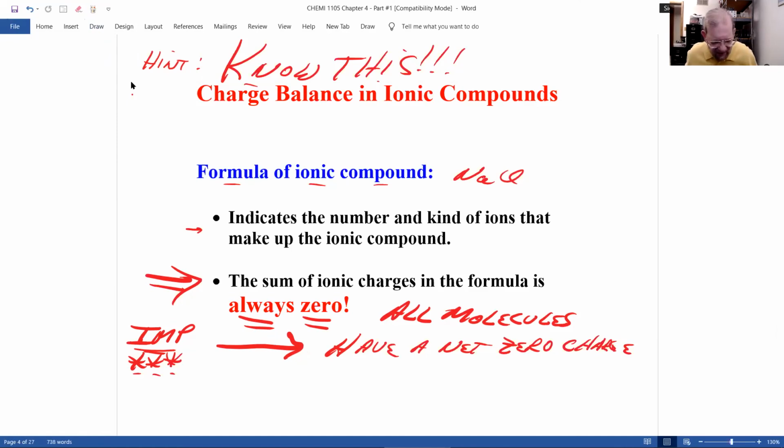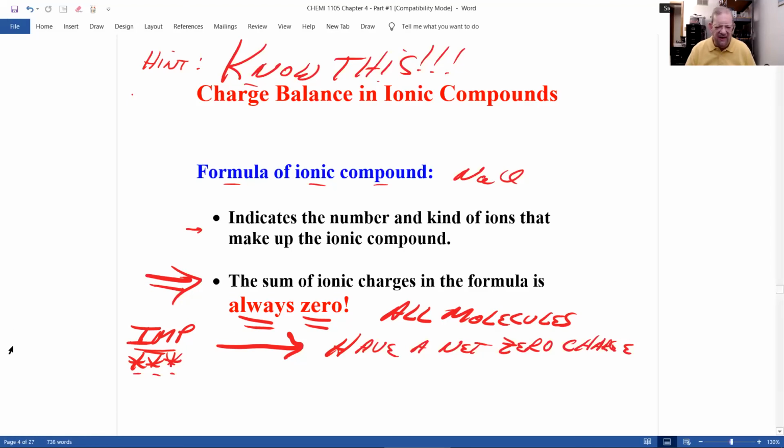There's no exception. If you find an exception to this, let me know. We'll be rich beyond my wildest dreams. That goes beyond having my own Ferrari and Lamborghini, my own jets to play with, and my own island in the South Pacific. It goes beyond that. Why am I saying that? Because you'll never find an exception. All molecules have a net 0 charge.